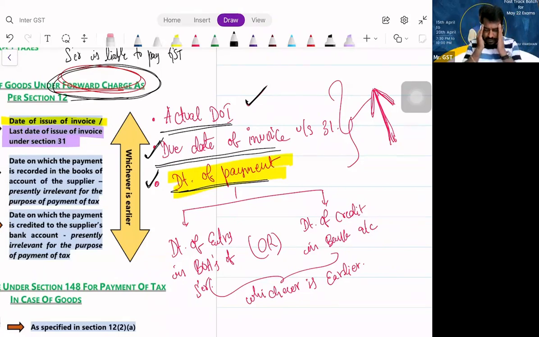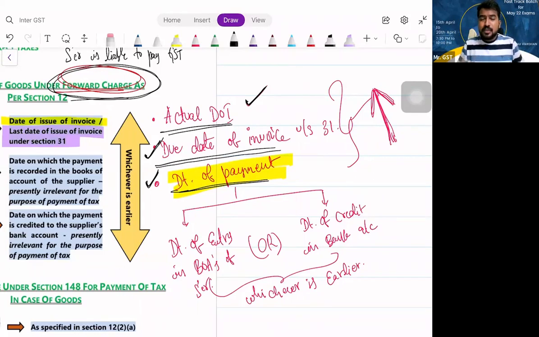Fine. So just remember 12 subsection 2. What is 12 subsection 2? Time of supply for goods. General rule. General rule means what? Sir, for reverse charge mechanism, there is something called 12 subsection 3. What I'm talking here is about where supplier is liable to pay GST when the time of supply comes into picture. Take the date of invoice or due date of invoice or date of payment, whichever is earlier, that is the time of supply. Am I clear?